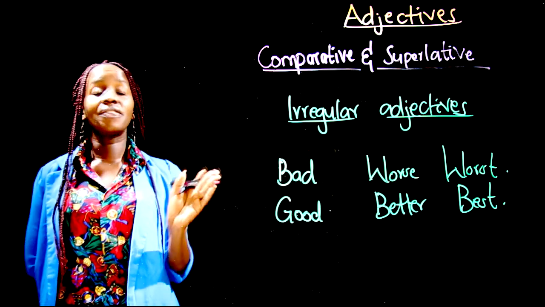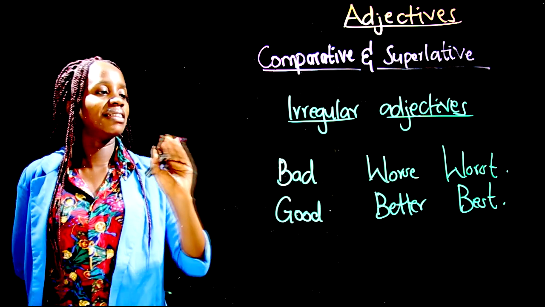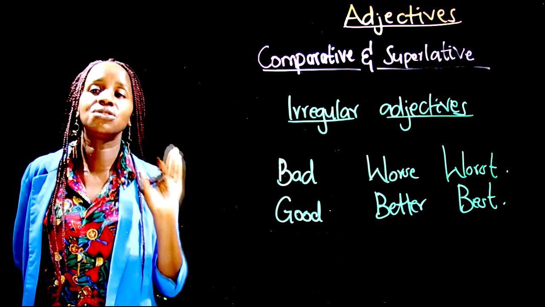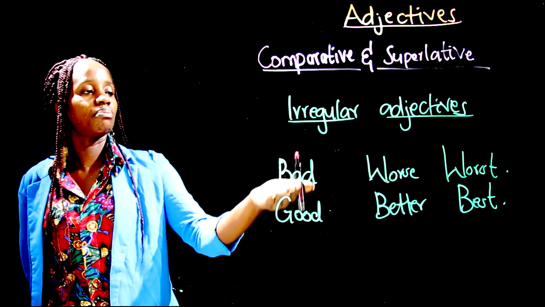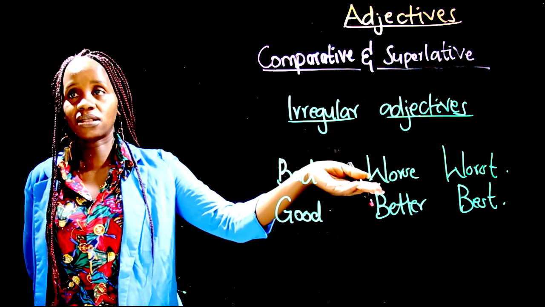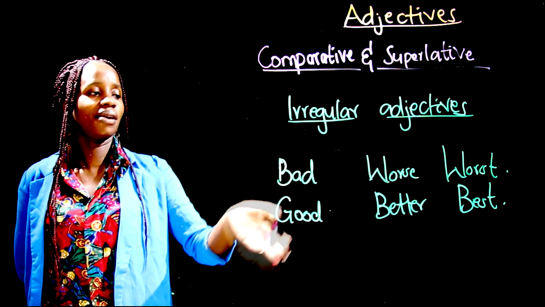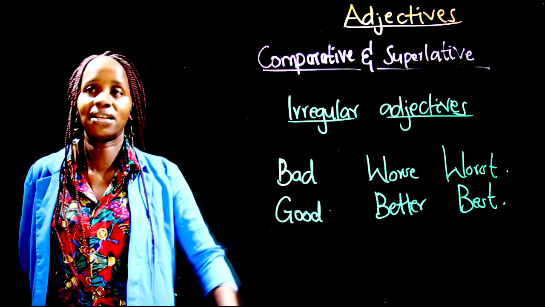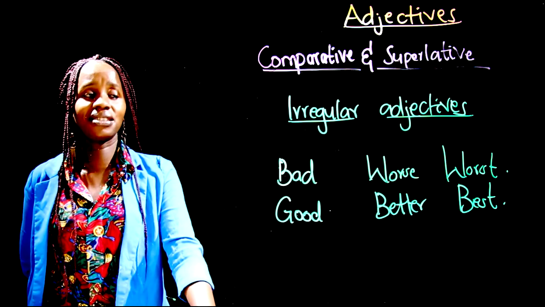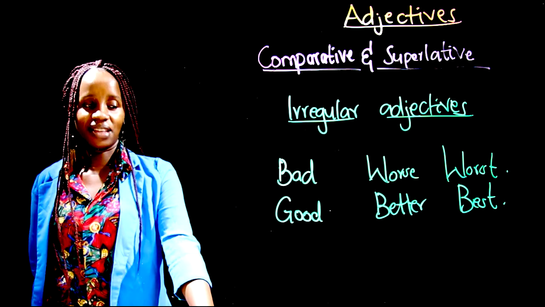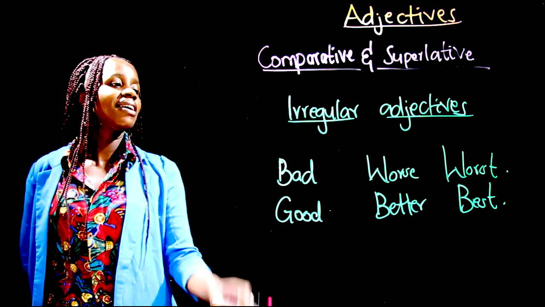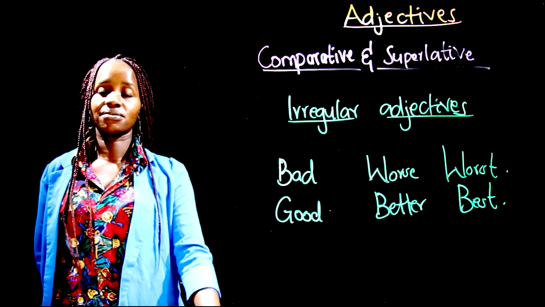So, for irregular adjectives, they do change in structure. They do change in spelling as well. So you can see clearly, bad, worse, worst. Then you have good, better, then best. It's indeed interesting how English can change, right? Yeah, it's indeed interesting. So basically that's it.